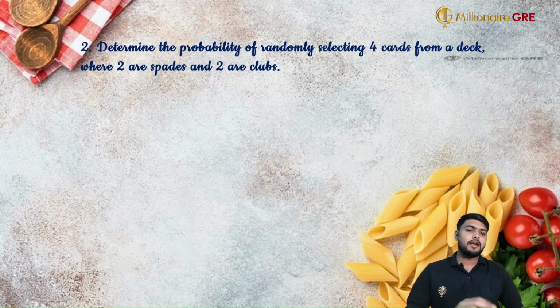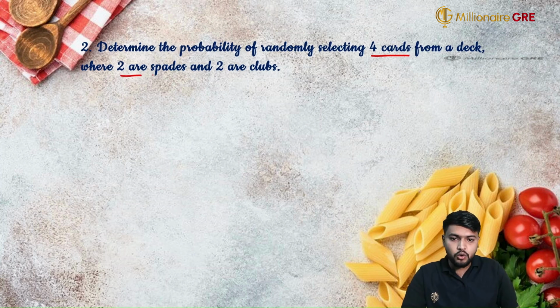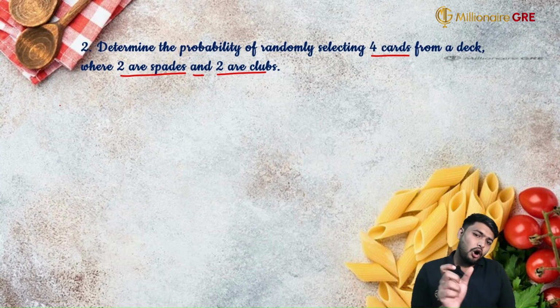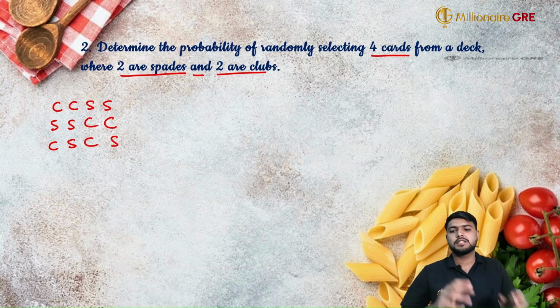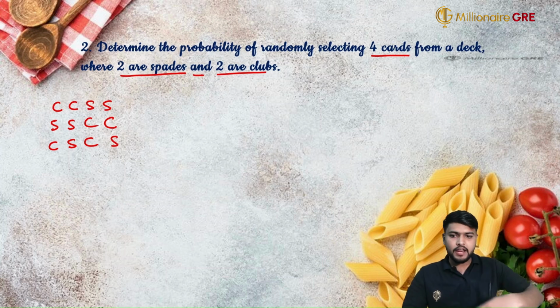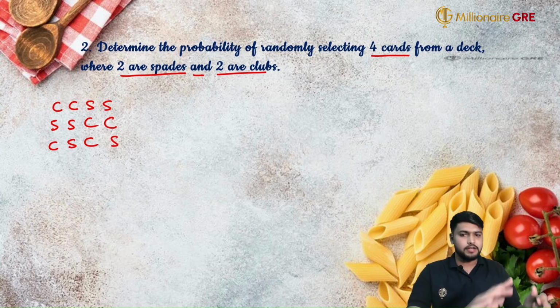Determine the probability of randomly selecting 4 cards from a deck. Deck means 52 cards, where 2 are spades and 2 are clubs. Now, the order is not specified. You can have club, club, spade, spade, or spade, spade, club, club. You can have club, spade, club, spade, or spade, club, spade, club. So there are multiple arrangements here of clubs and spades.